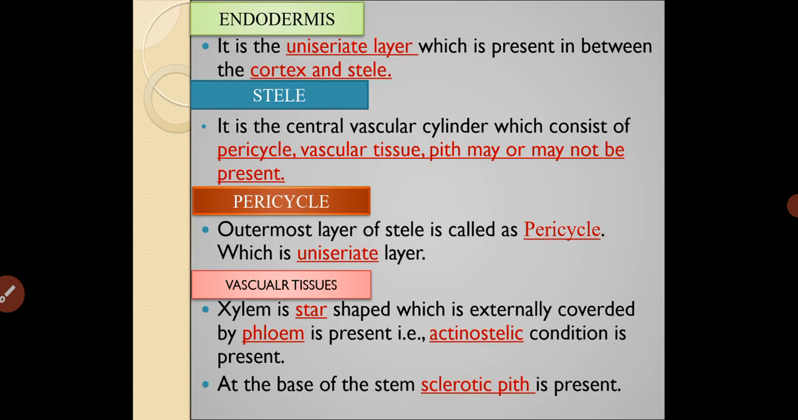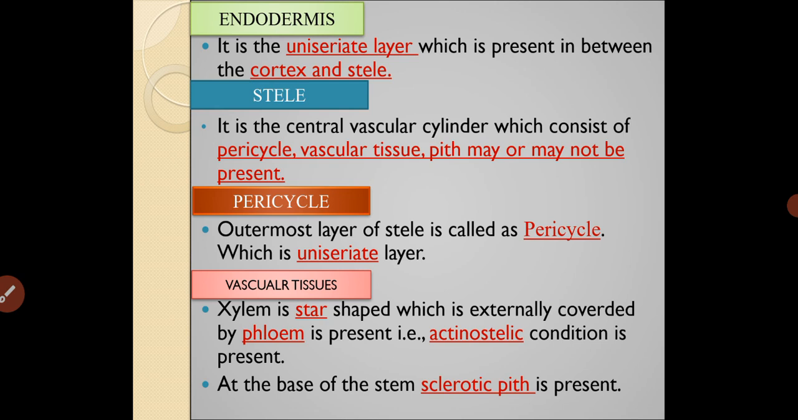The next region followed by the cortex is the endodermis. It is made up of a uniseriate layer of parenchyma cells. This region differentiates between the cortex and the stelar region. The next region is the stelar region. It is the central vascular cylinder which consists of pericycle and vascular tissues. Pith may be present or absent in nature.